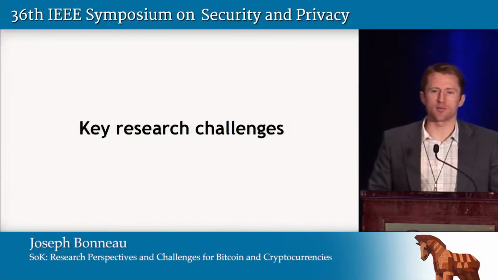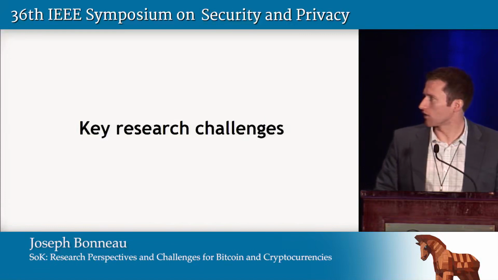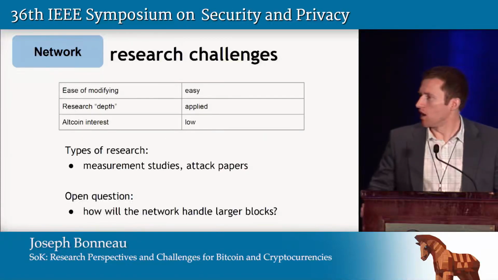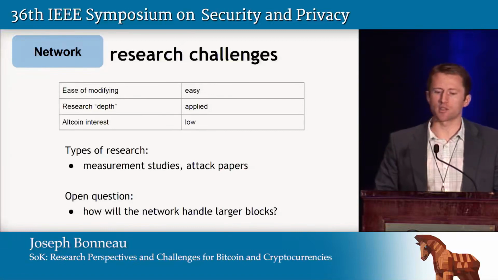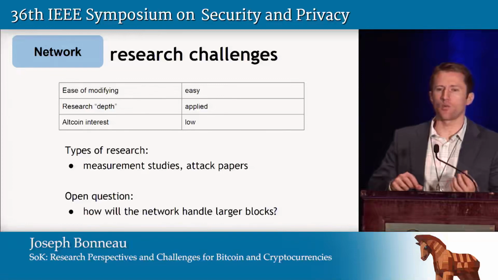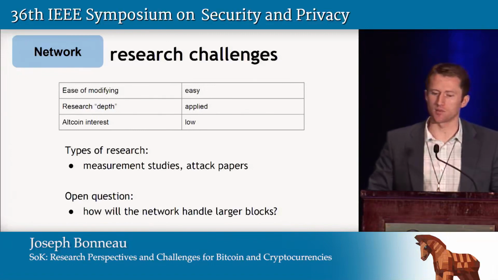Okay, so I'll talk about some of the key research challenges. I'll again use that three-layer breakdown. And starting with the network layer, there's a lot of interesting papers both on the measurement side, how well is the Bitcoin network working, what are some tweaks we can make that might make it work better, and on the attack side, how can we mess with the network and how can we try and confuse people.